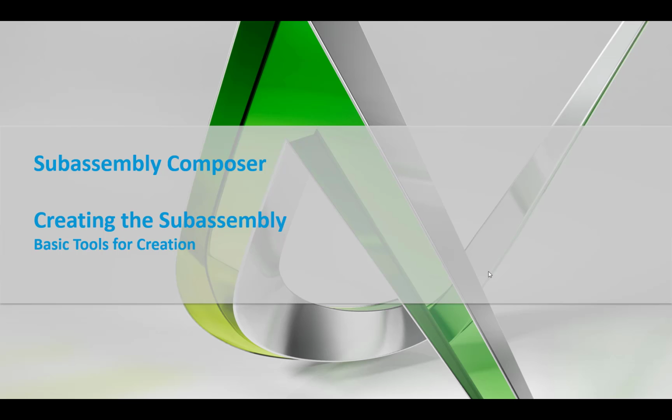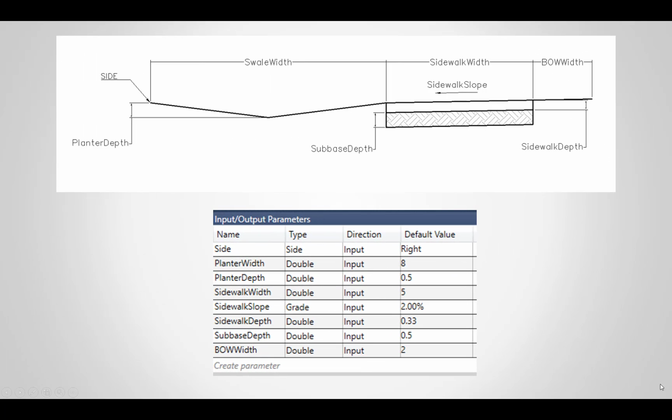Hello, for this session we're going to begin creating our subassembly using some of the basic tools within Subassembly Composer. As a reminder, let's look at the subassembly we're about to build. We've sketched it out, we understand what we need to do. We have placed all the parameters in the input-output parameters, so now we're ready to add the geometry. So let's jump over to Subassembly Composer and get this thing built.